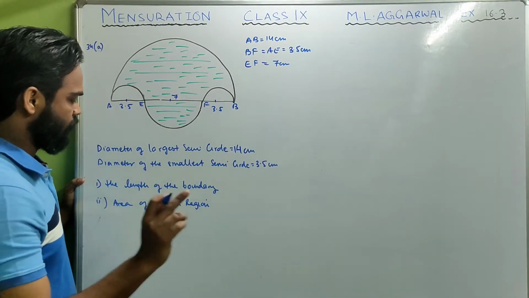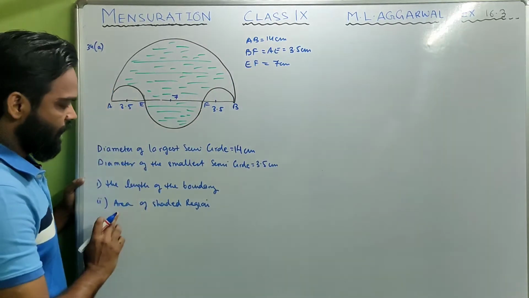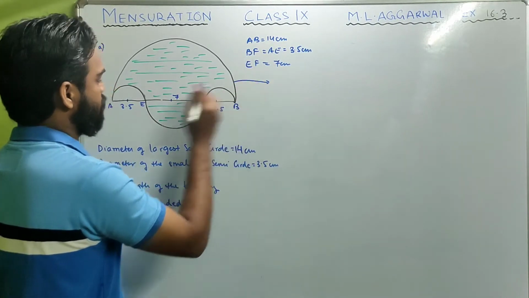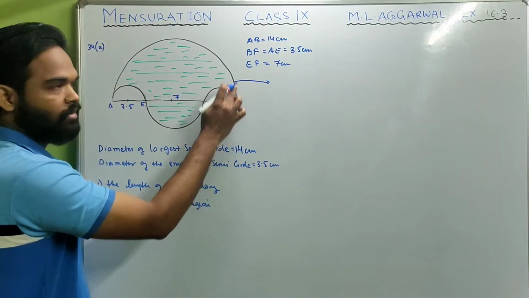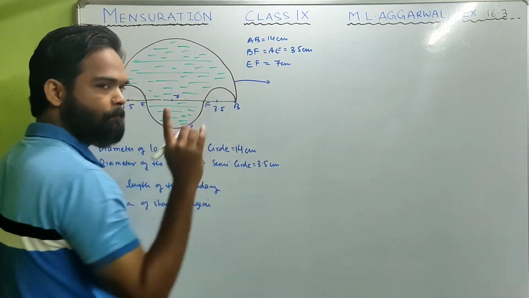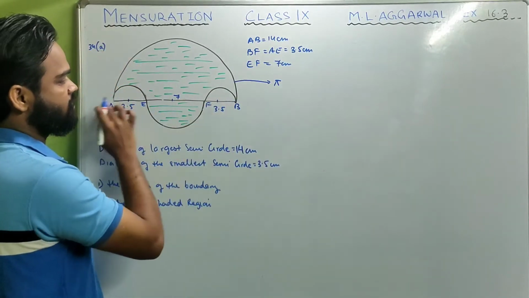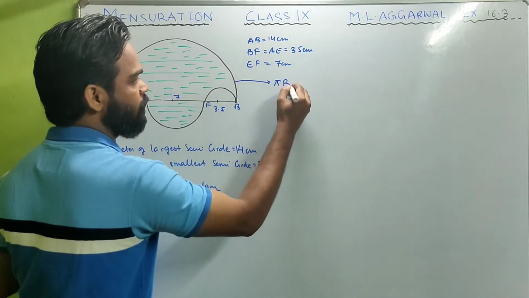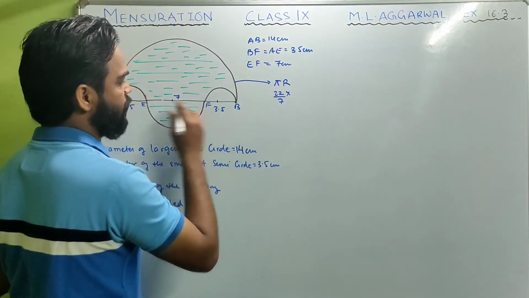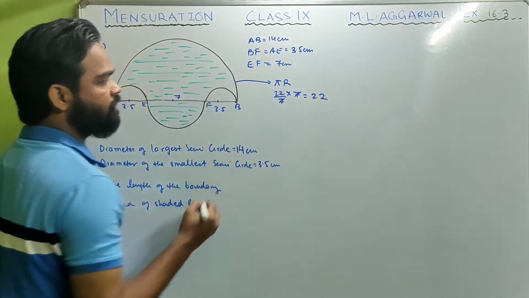Now look carefully what they've asked. The length of the boundary of the shaded region, okay, and the area of the shaded region. Pretty easy. If you talk about this part, the biggest semicircle, the circumference will be pi r, and the radius, since the diameter is 14, pi r will be equal to 22 by 7 multiplied by 7. So that's 22, isn't it?